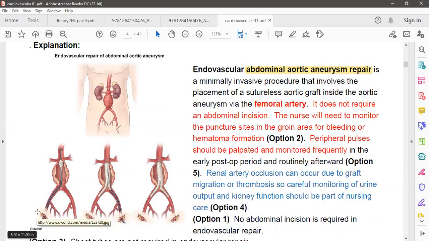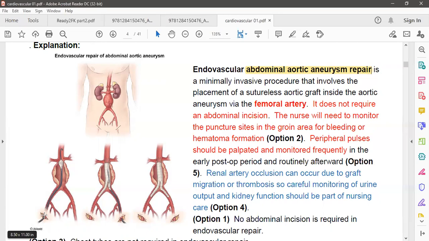the channel, so we call it the femoral approach. It is a minimally invasive procedure that involves the placement of a sutureless aortic graft. This is the graft in picture number 3, and picture number 4 shows it is completely okay after correction. So we can call it femoral artery approach. It does not require an abdominal incision.